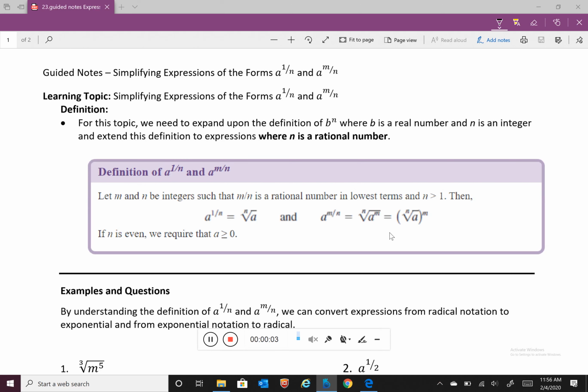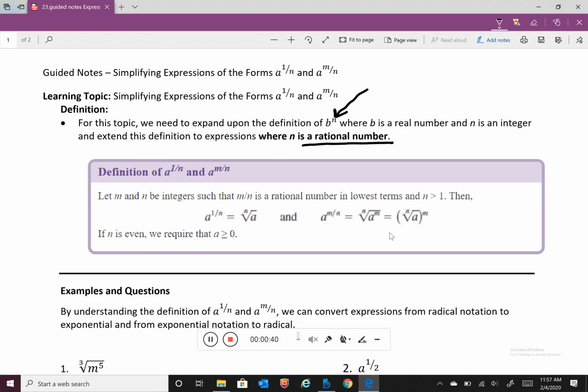We are now going to talk about simplifying expressions of the forms a raised to the 1 divided by n, and also a raised to the m divided by n. This will continue our discussion where n for b raised to the nth power is a rational number. Remember, a rational number is a fraction composed of an integer divided by an integer.